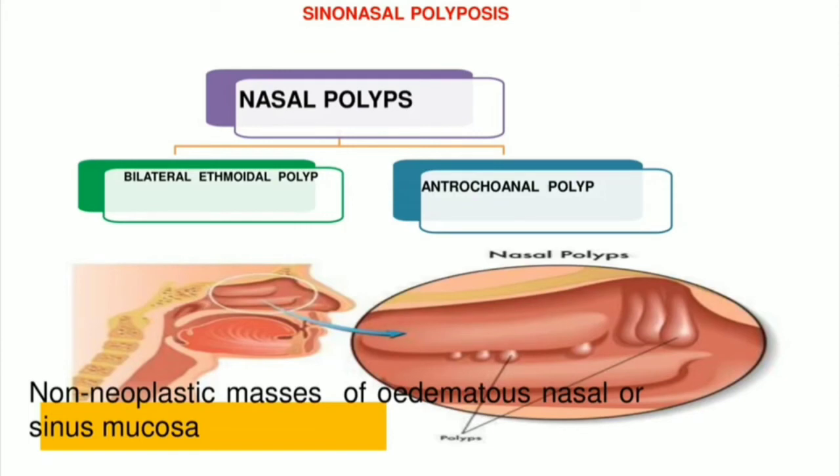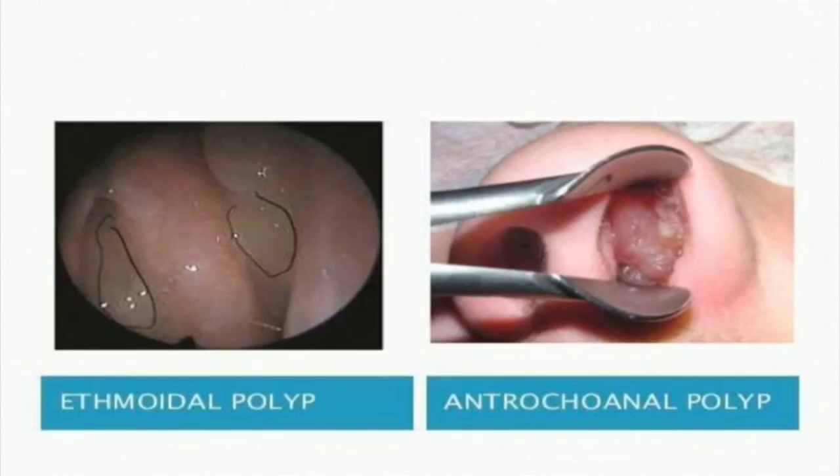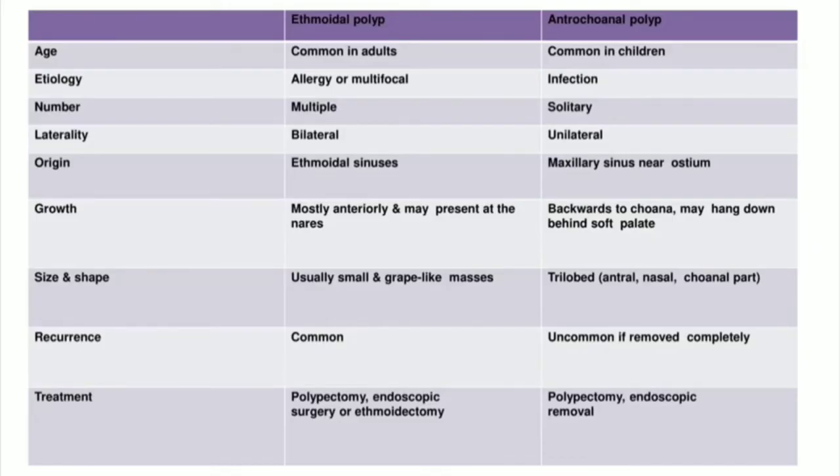Next, we shall discuss sinonasal polyposis. Polyps are defined as non-neoplastic masses of edematous nasal or sinus mucosa. Nasal polyps are of two main types, that is ethmoidal polyps and antrochoanal polyps. Ethmoidal polyps are mostly seen in adults. They occur due to allergy. They are usually multiple in number and bilateral. They originate from the ethmoidal sinuses.